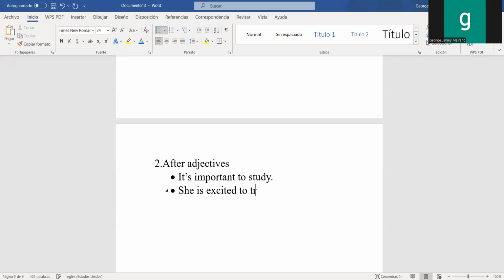She's excited to travel. You see? For example, it's hard to say I'm sorry. So we got hard, it's an adjective. Then we got to say with a particle to, right?